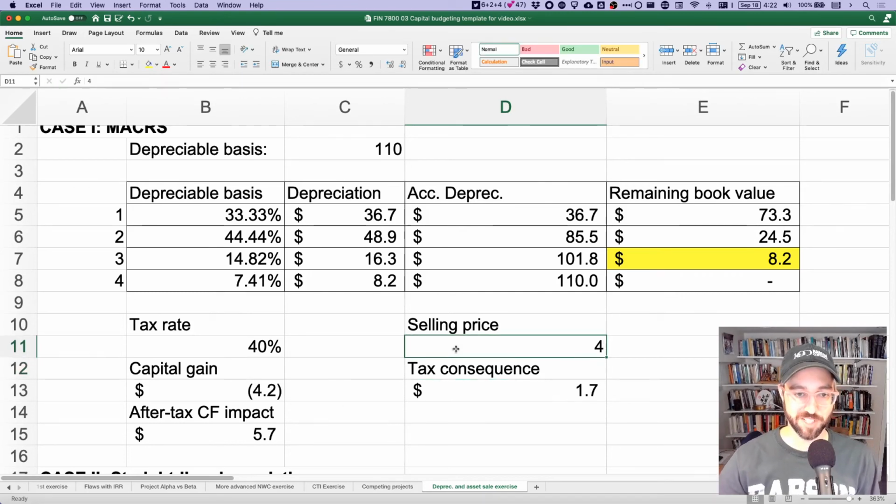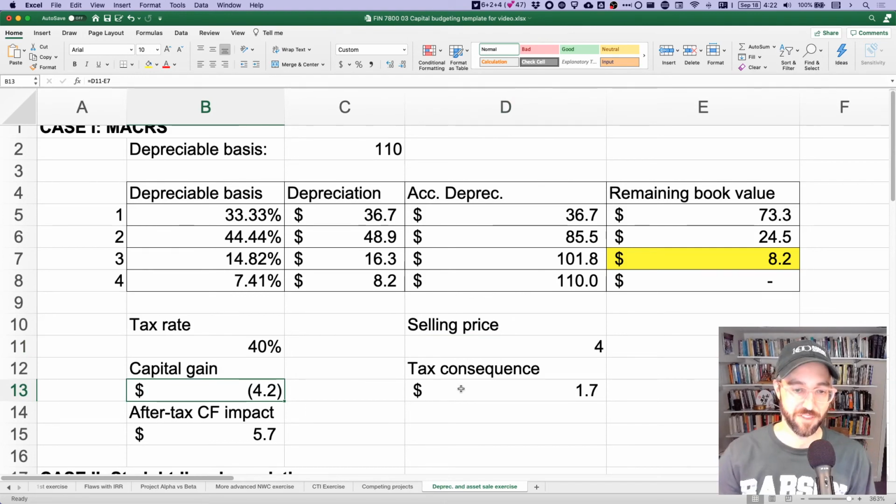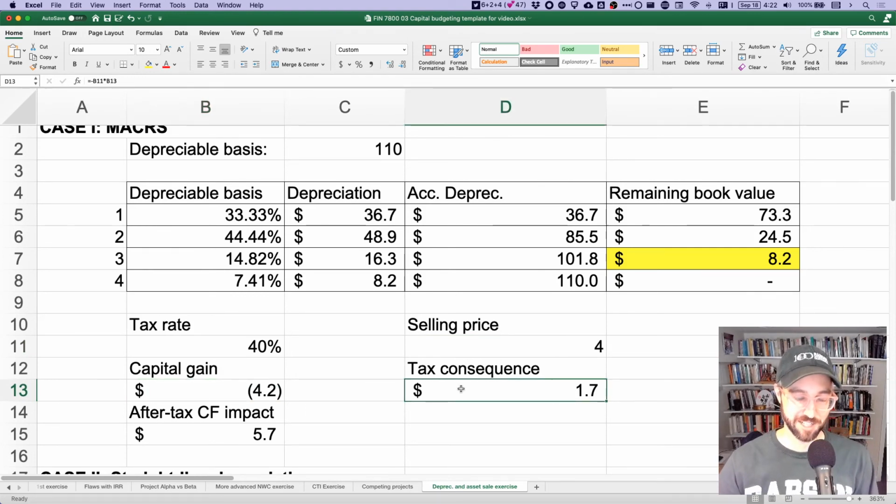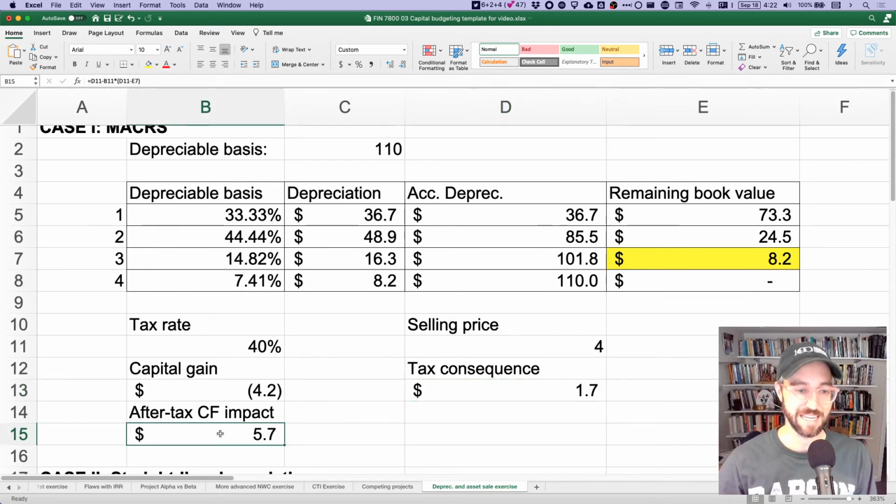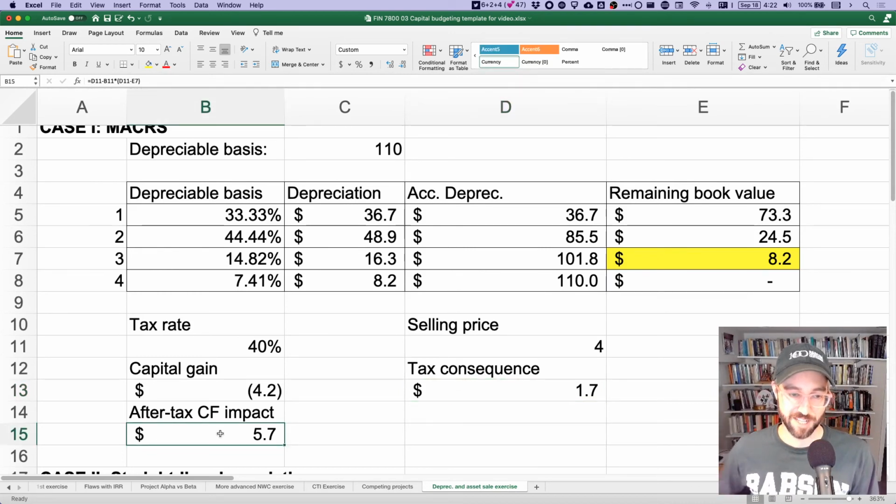Well, given that we're selling this thing for less than the remaining book value, we're selling it for 4 when our accounting books say it's worth $8,200. We're now having a negative capital gain or capital loss, which means that the sale of this asset has a positive tax consequence. The firm gets a tax rebate of $1,700 approximately, and the after-tax cash flow impact of selling the asset for 4 is actually to receive even more, to receive $5.7 thousand.